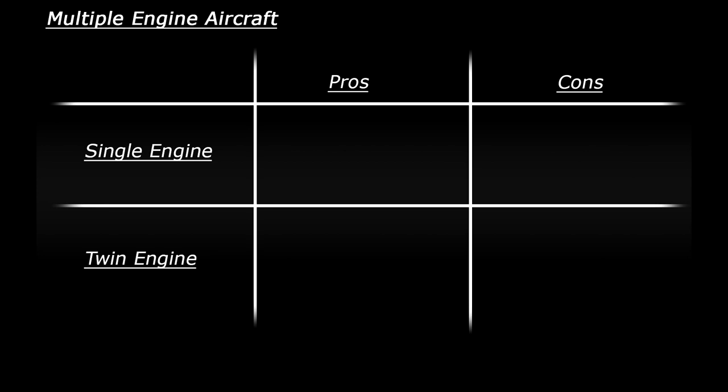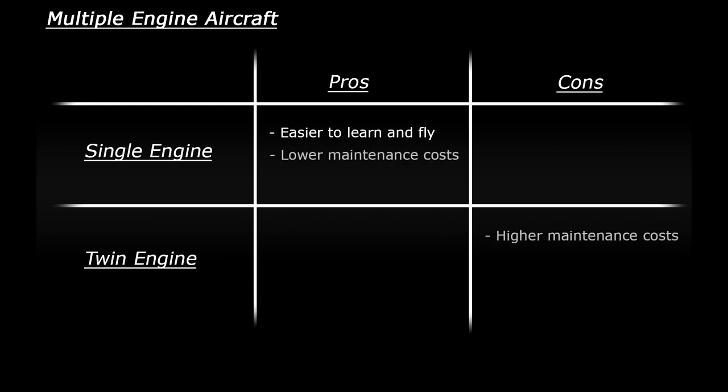So the first benefit of a single engine is that it's easier to fly. As I said a moment ago, you only have one engine to manage and less controls and instruments to keep an eye on. In the real world, having one engine also means that it's cheaper to buy and maintain a single engine aircraft. It uses less fuel and oil, and you only have to buy replacement parts for one engine, not 2.